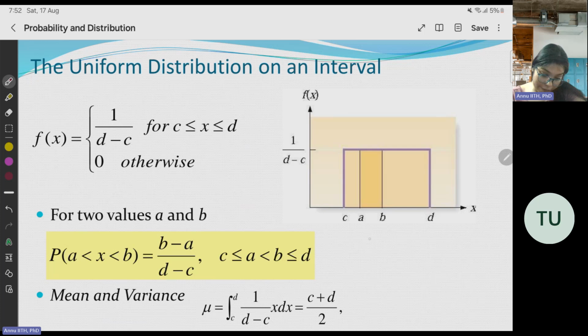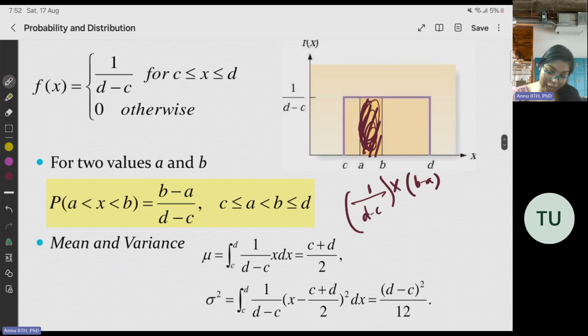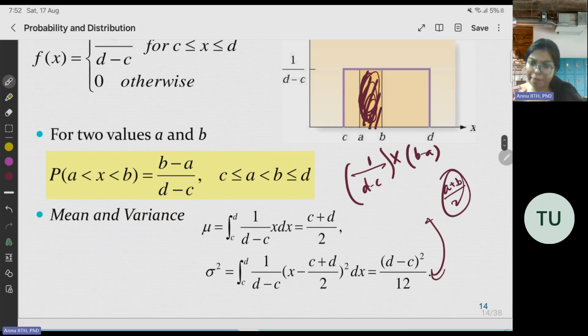So it is like 1 upon (d minus c), and it is there only from a to b. The area of this particular thing is the probability P of a to b. Area is nothing but length into breadth. The mean and variance you can also calculate with the same formula. The mean for a uniform distribution is (a plus b) by 2, the sum of the two extreme points of the interval divided by 2.